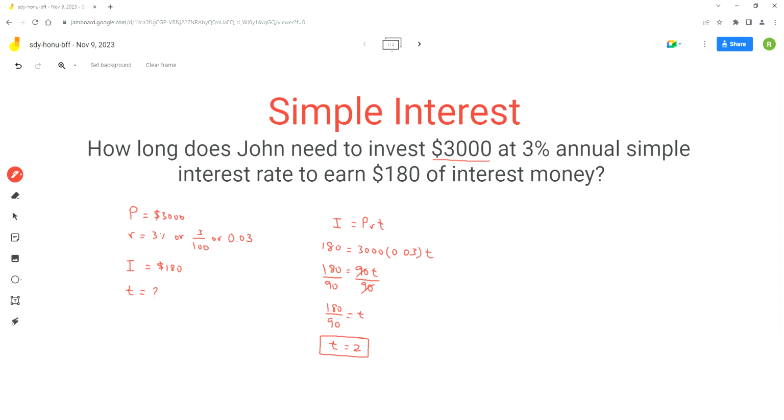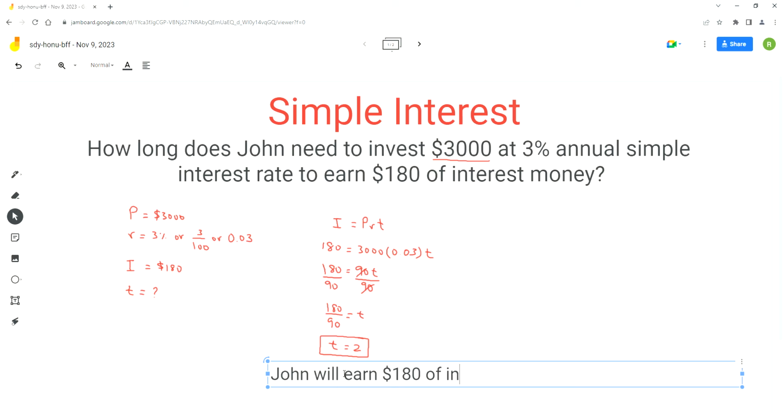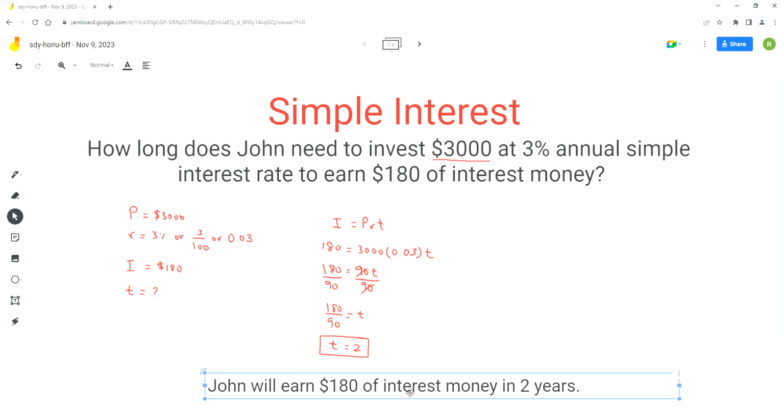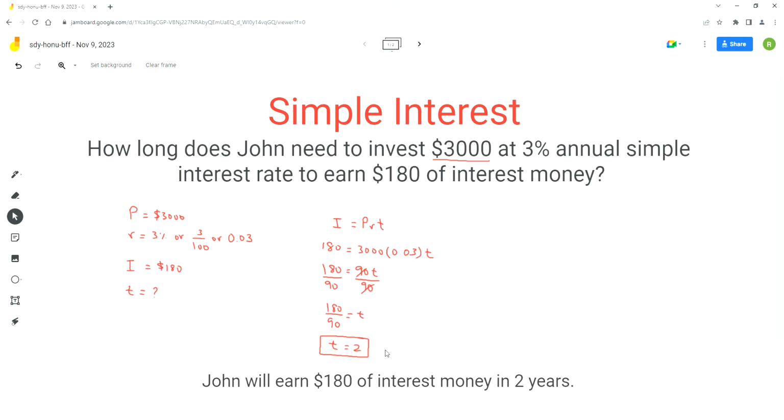Now we can write a concluding statement with the units to summarize our result. John will earn $180 of interest money in 2 years. So this can be our concluding statement. So these are the steps we need to keep in mind to solve a simple interest problem like this one.